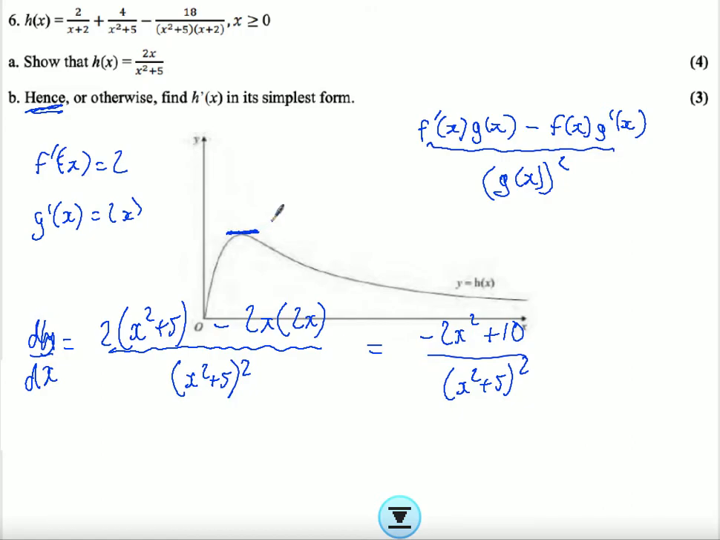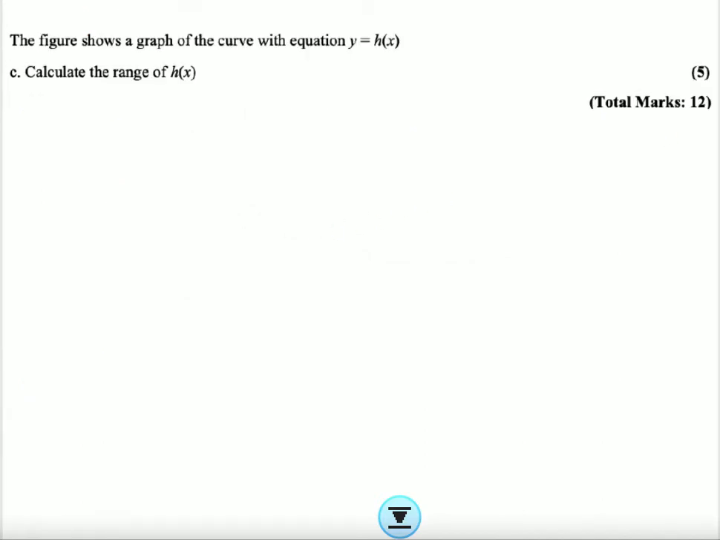Okay, and what else do we know? We know that it's 0 here, so that could be useful. So that's a turning point. So that's probably what we're going to need to use here. So we're going to use our answer to part B, aren't we? Absolutely. So we're going to say that negative 2x squared add 10 over x squared plus 5 all squared, and the turning point is when that's equal to 0.